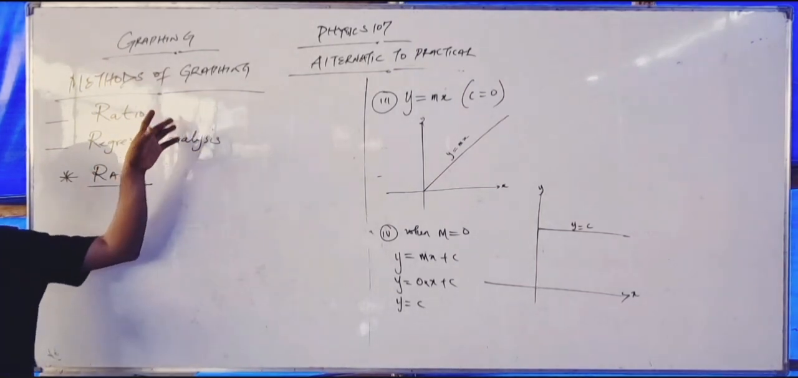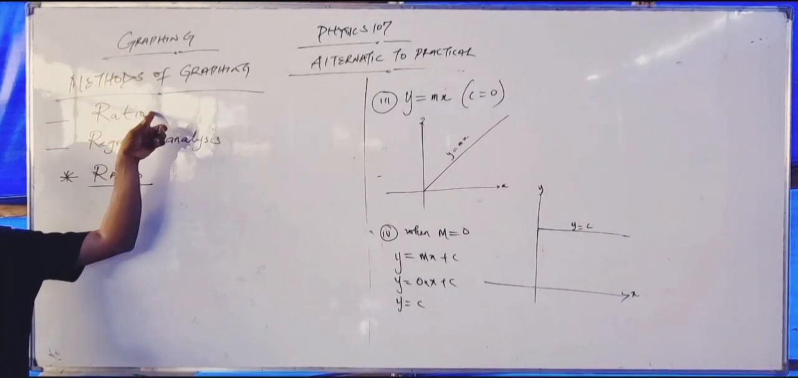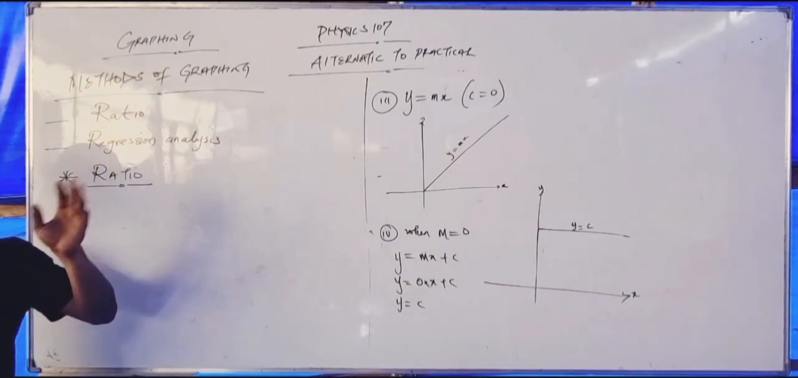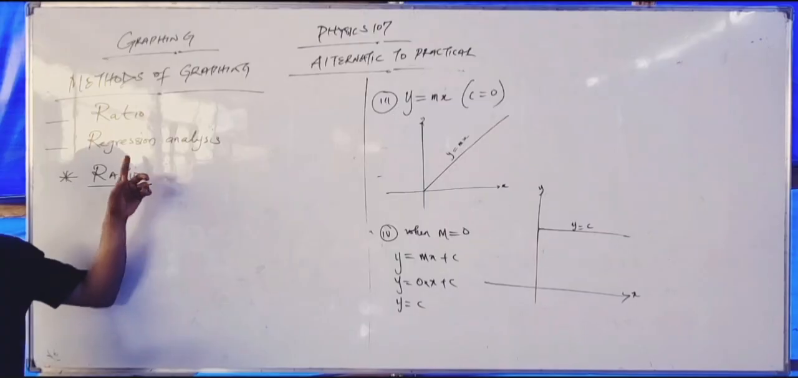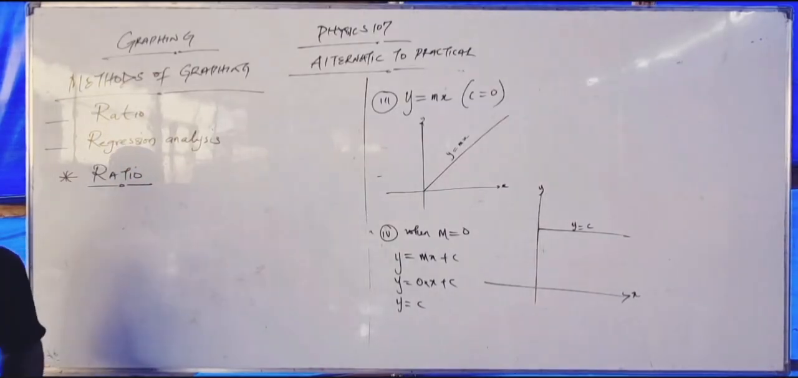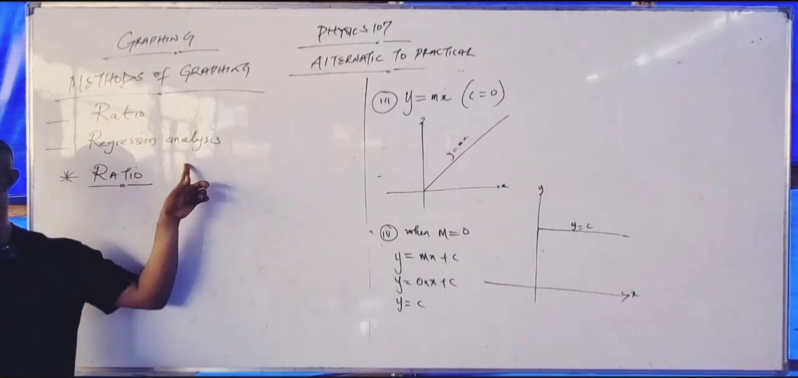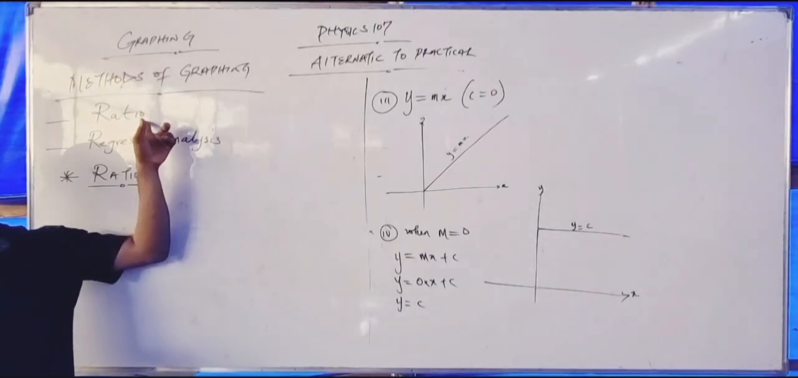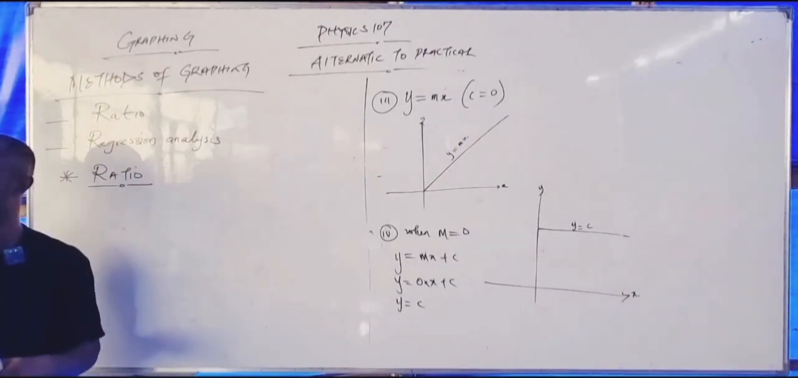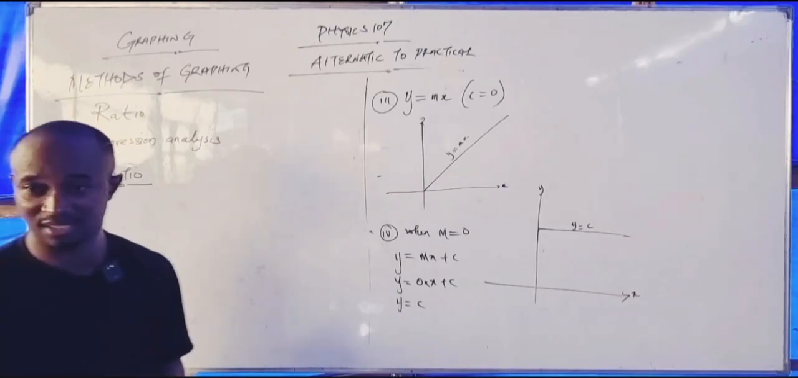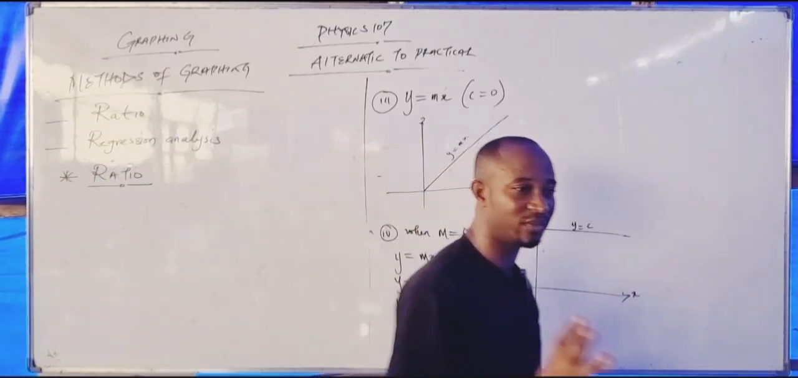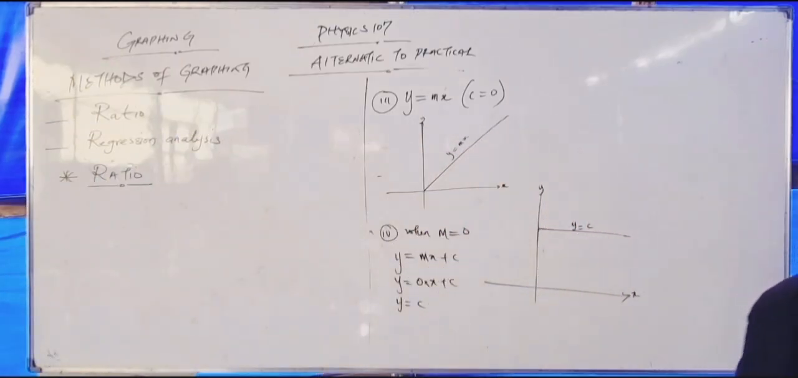If you're in the practical, you can adopt the ratio method. But when they say take it to your house and plot the graph, then use regression analysis. The most accurate method is regression analysis. If you plot by ratio, there might be a chance of you introducing error. We have types of error in a graph: the standard error, the random error, the systematic error, and the computational error.